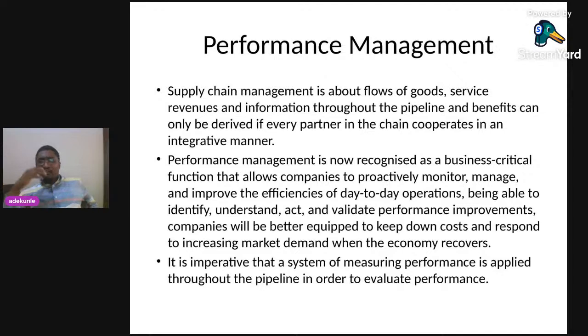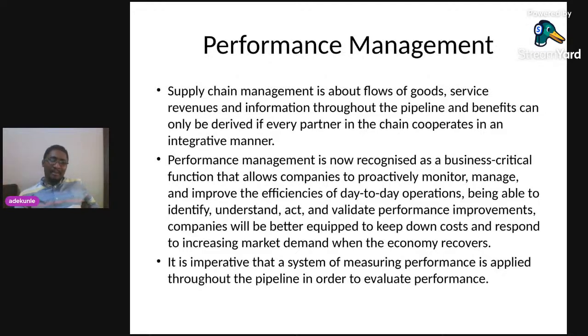So, of course, after looking at costing of the supply chain and supply chain activity, we will talk about performance management, and performance measurement within the supply chain, because supply chain management is about the flow of goods and services, the flow of revenue, and the flow of information throughout the pipeline of the supply chain. The benefit can only be derived if every partner within the chain cooperates in an integrative manner.